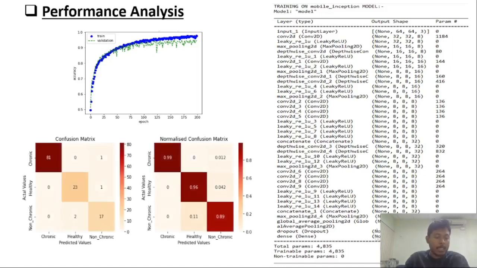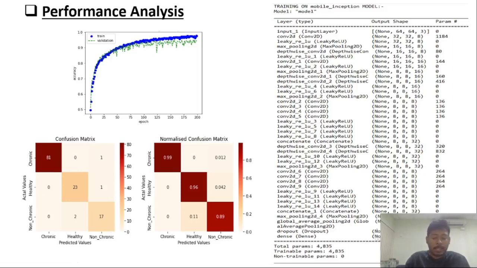And this is the confusion matrix at the time of testing. At the time of testing, we can see the confusion matrix is performing very well. Only one chronic patient is misclassified as non-chronic. Among healthy, also only one is misclassified, and in the non-chronic case we can see that two patients have been misclassified.